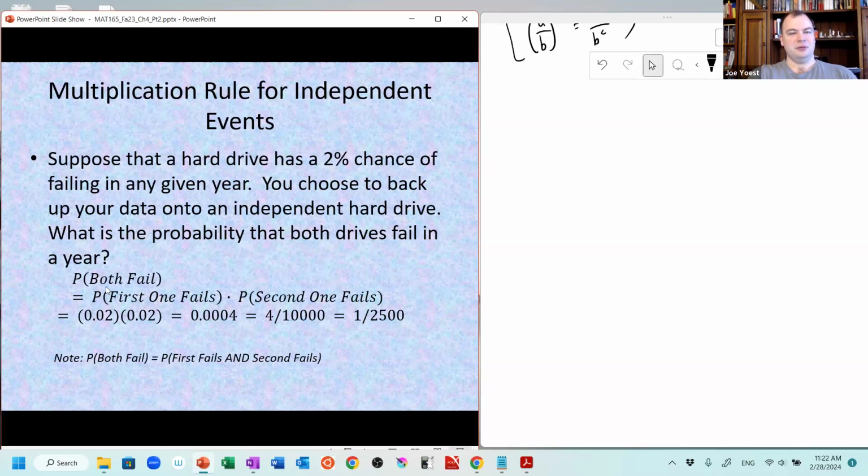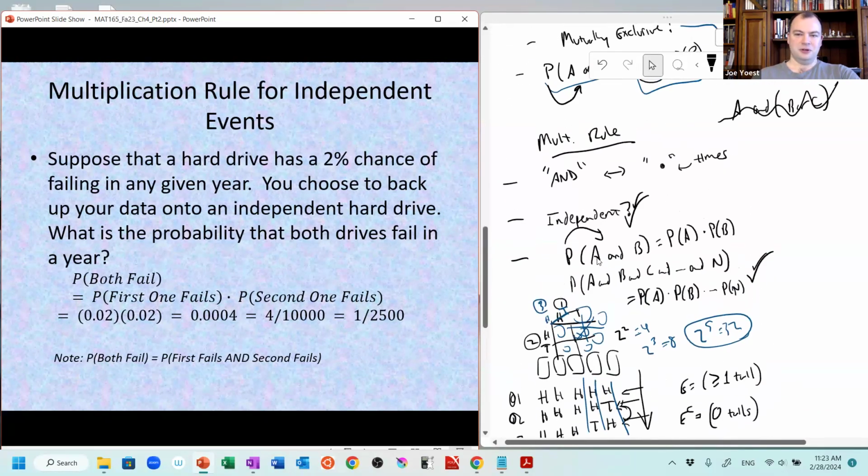The probability that both fail, well, both fail if the first one fails and the second one fails. And because we have independence, probability first one fails and second one fails is probability first one fails times probability second one fails. That's 0.02 times 0.02. That is 1 in 2,500. 2% is 1 in 50. 1 in 50 squared is 1 in 2,500. So if we back up our data onto an independent hard drive, our probability of both of those failing in a given year is 1 in 2,500, rather than say 1 in 50 for a single hard drive.